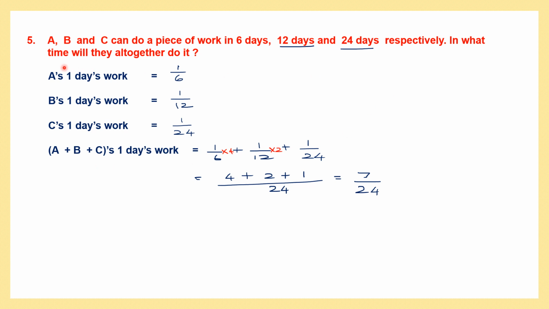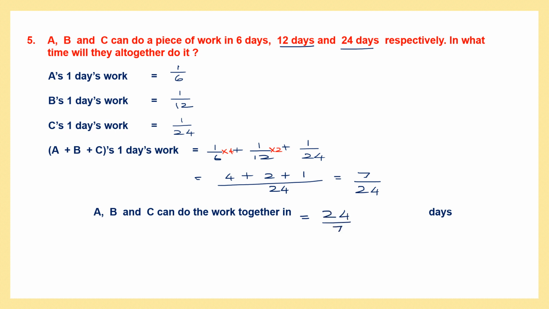Now we are asked in what time will they do it together. We have to convert this to days. The number of days, we just have to write the reciprocal of this. So A and B and C can do the work in how many days? The 1 day's work is 7 by 24, so we are going to write the reciprocal. It becomes 24 by 7.